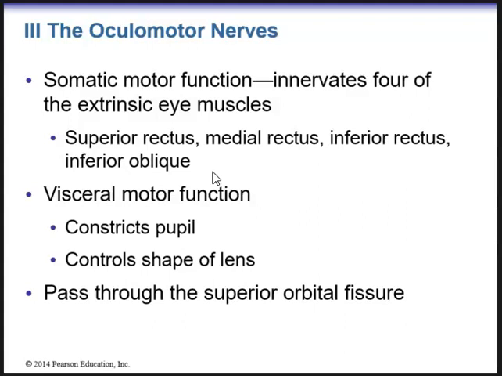It's really cool. In other gross anatomy labs, I've actually had cow eyes, and we've also dissected out the cadaver eyes, and we can see the different muscles that attach on the eyeball, and you can get a sense of how the eye will move when you move the different extraocular muscles. So anyways, the visceral motor function of the oculomotor nerve includes constriction of the pupil and also controls the shape of the lens. It passes through the superior orbital fissure.